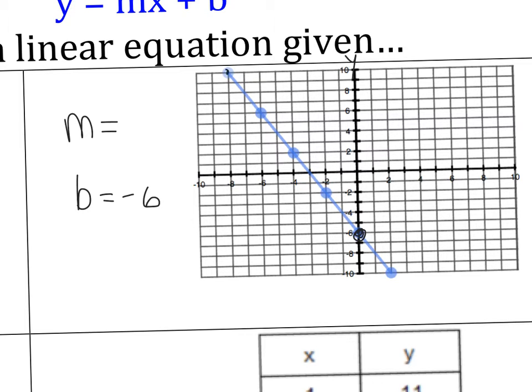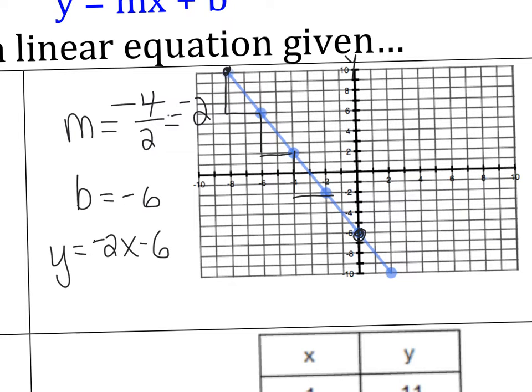And M, we start at the top left and we count from point to point. So I want to know how many down, how many over. It looks like it's down 4 over 2, which equals -2 when you divide it. So if I put it all together, it's -2x minus 6. That's all you do with a graph.